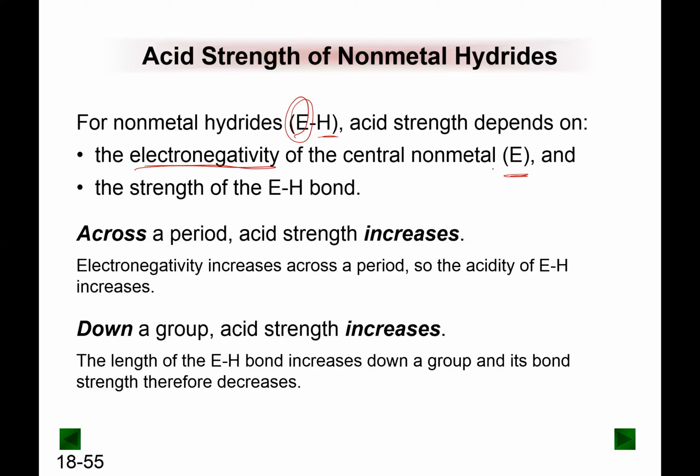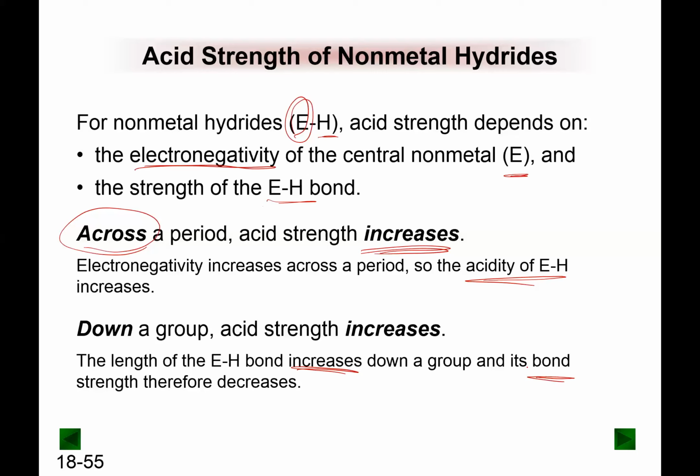Now another factor that is in play here is that the strength of the E-H bond also affects acid strength. And so given these two factors, what we in general see is that across a period, the acid strength will increase. Electronegativity increases that way, and so the acidity of the nonmetal hydride increases across the period. Also, down a group, the acid strength will increase, because going down the group, the length of the E-H bond will increase to the point that the bond strength decreases.